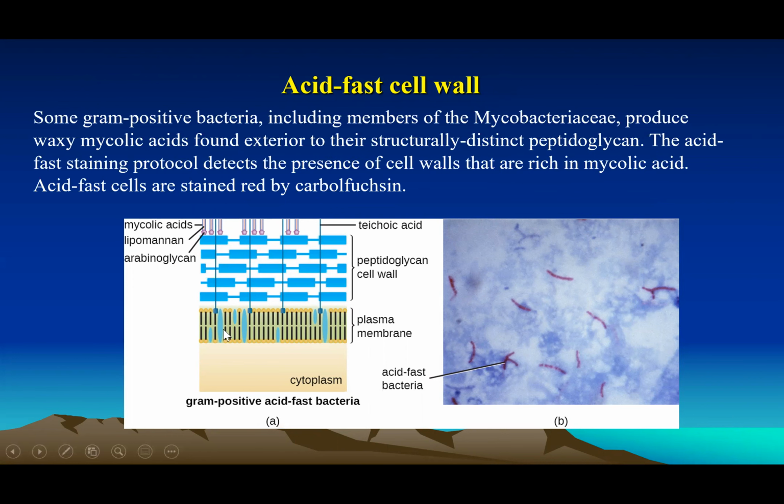So some gram-positive bacteria, especially of the genus Mycobacterium, have mycolic acid found on the exterior, after the peptidoglycan cell wall. So the acid-fast staining protocol detects the presence of cell walls that are rich in mycolic acid. Here they will use a dye called carbol fuchsin dye, and you'll be able to see the acid-fast bacteria.